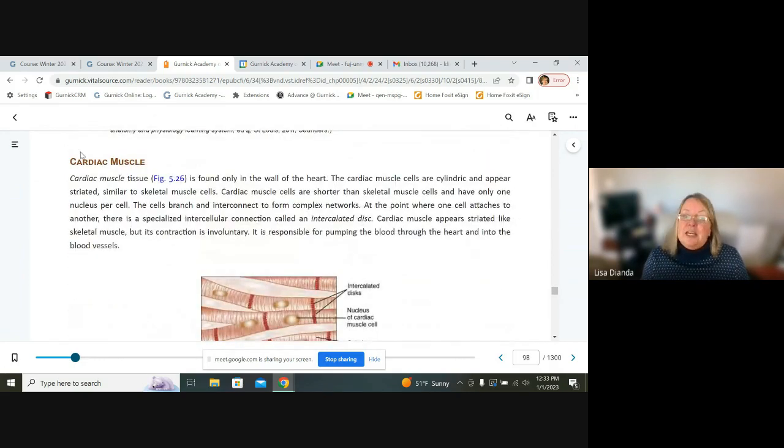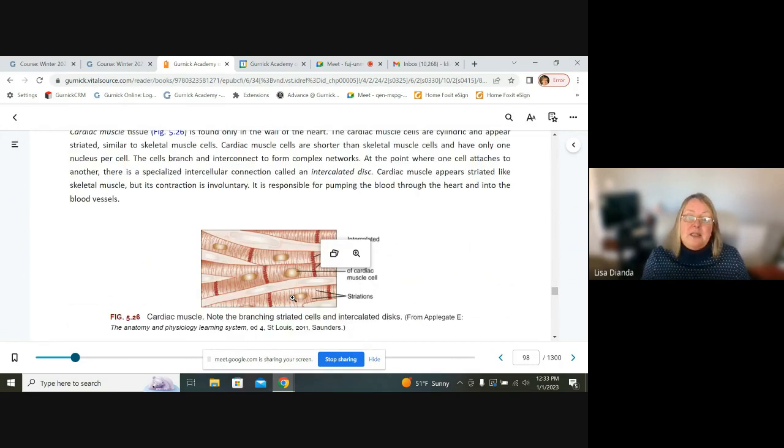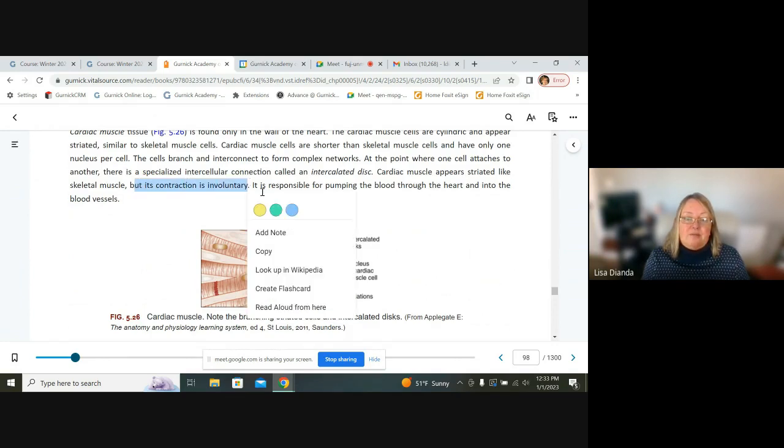Cardiac muscle is a special type of tissue only found in the heart. They're cylindrical, they appear striated, but they're shorter, and they are involuntary, right? Cardiac muscle is involuntary.